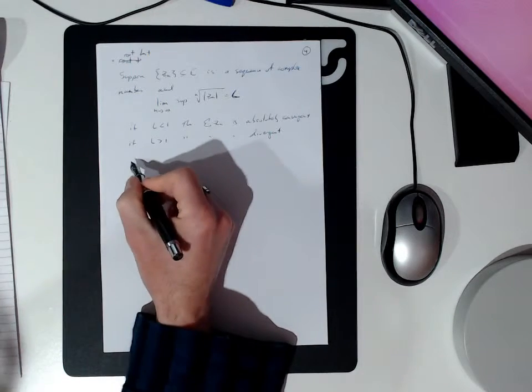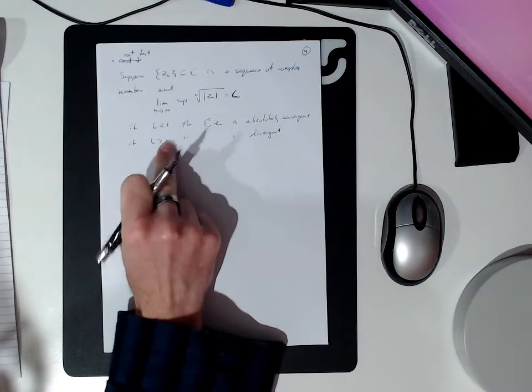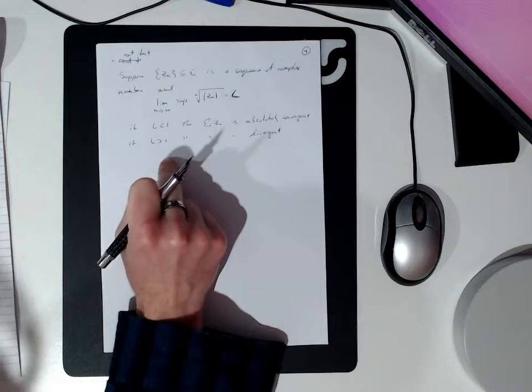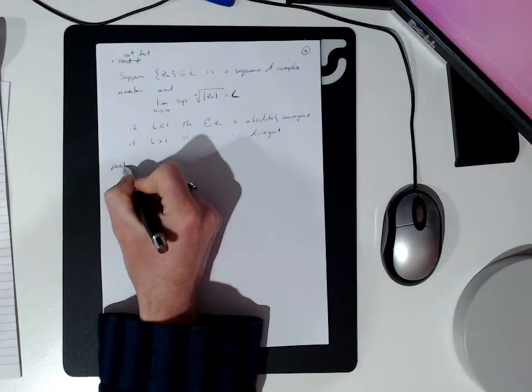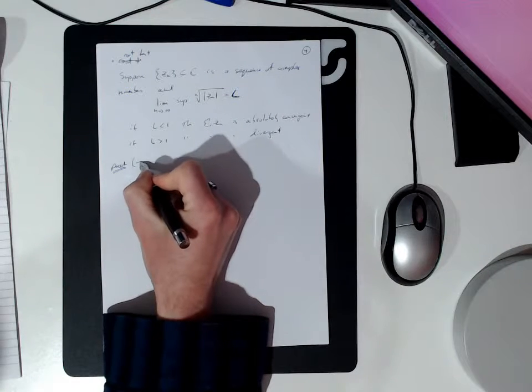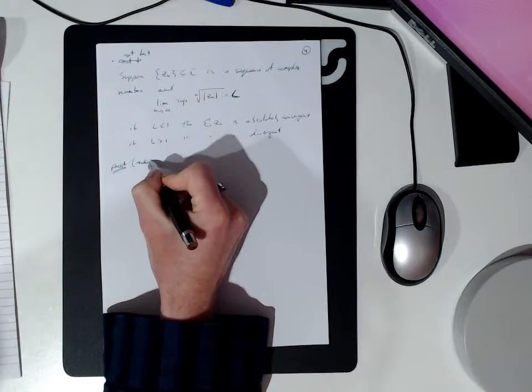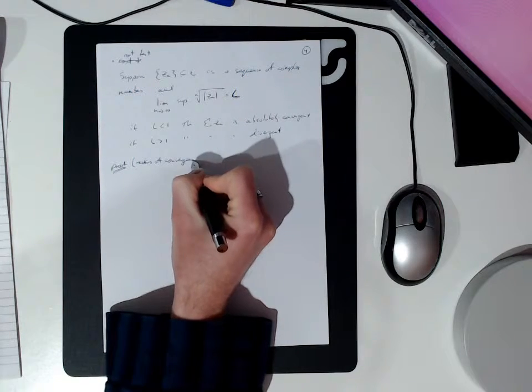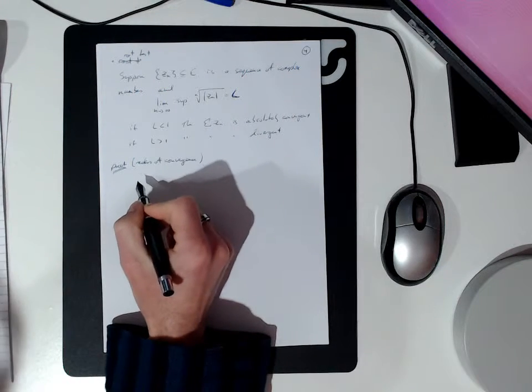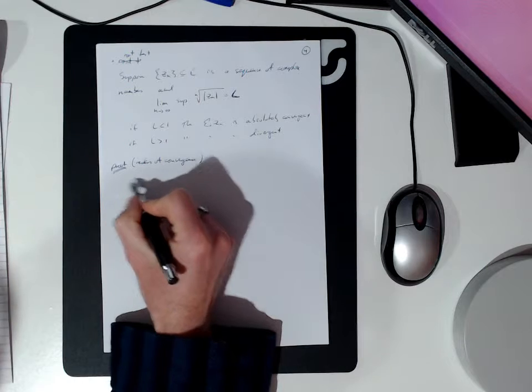The proof of this is the same as the ratio test, and you should realize that this is very similar to the ratio test. So the proof of our theorem about the radius of convergence follows along these lines.